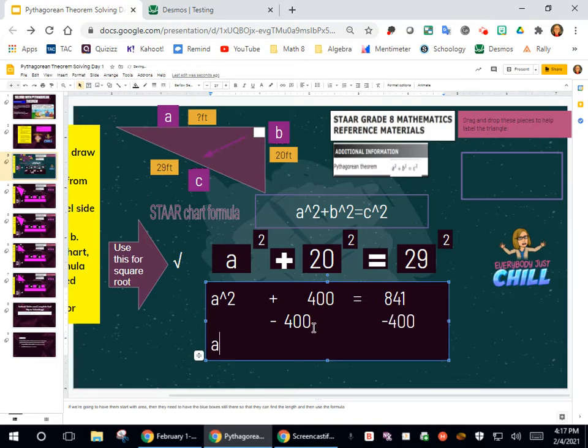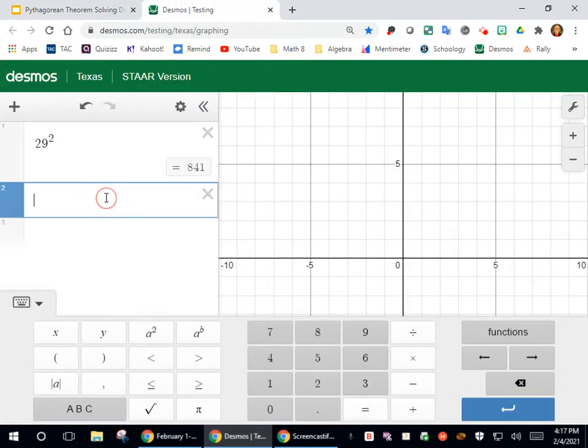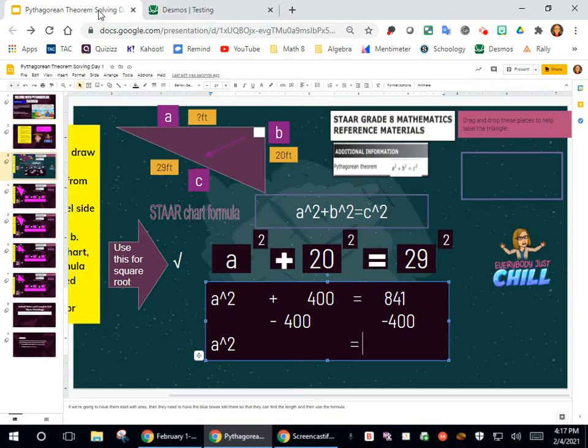So now we still have a squared. 400 minus 400 is 0. And then 841 minus 400. Since we're all lined up here, some of y'all can do that in your head. 841 minus 400. Check it in the calculator. 441. Were you right? So 441 is the area of the square.